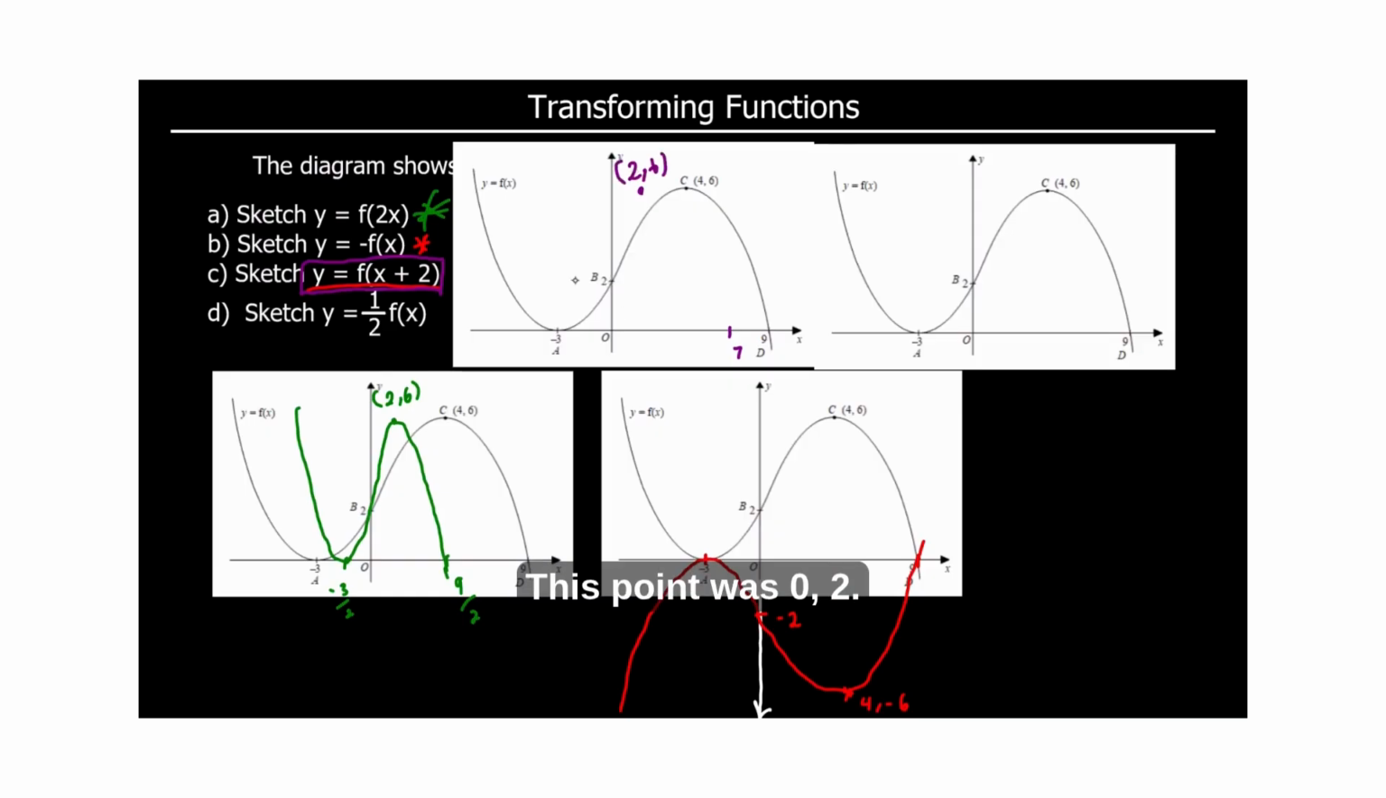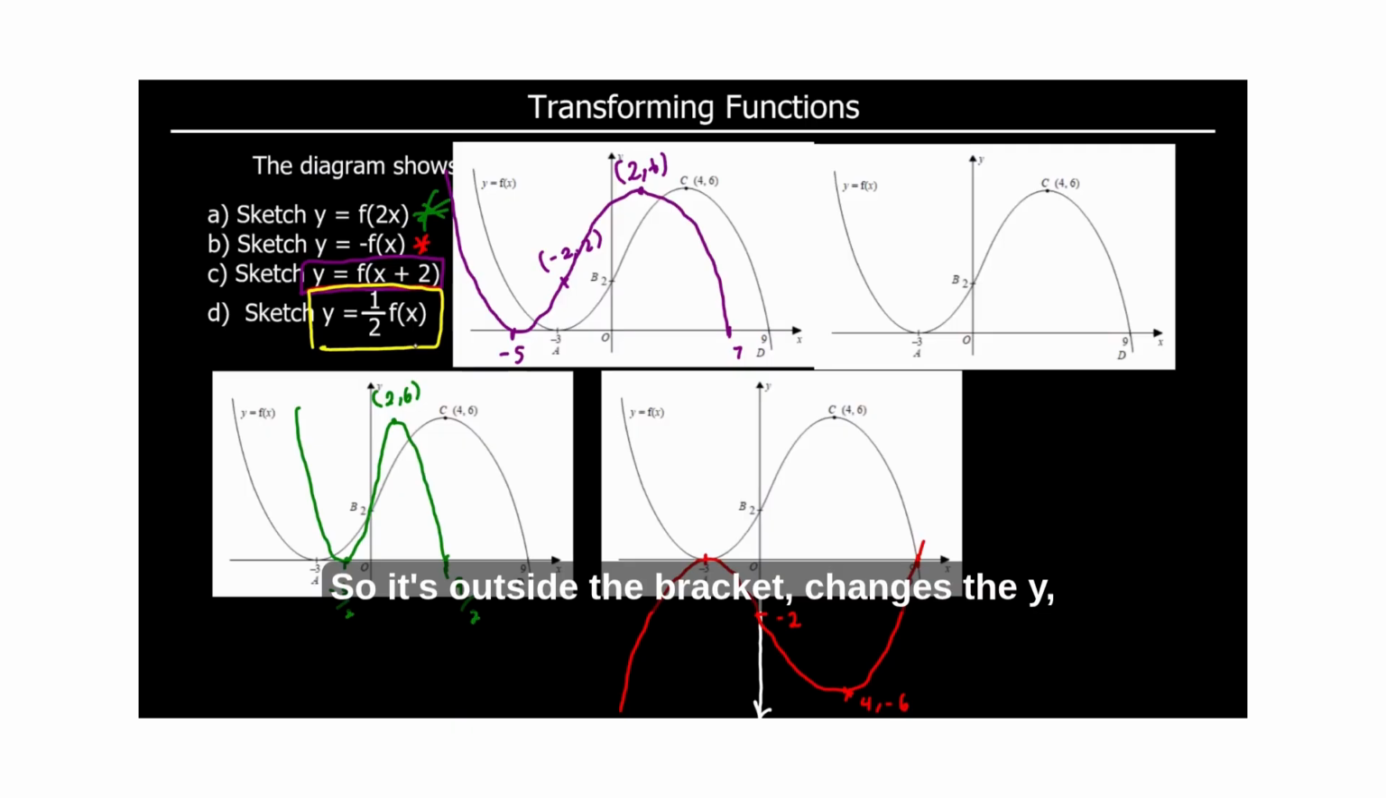This point was 0, 2. It's now going to be -2, 2. 2 spaces to the left. -3 is going to become -5. Everything 2 spaces to the left. The same graph, but 2 spaces to the left. Like so. And finally, we've got half f of x.